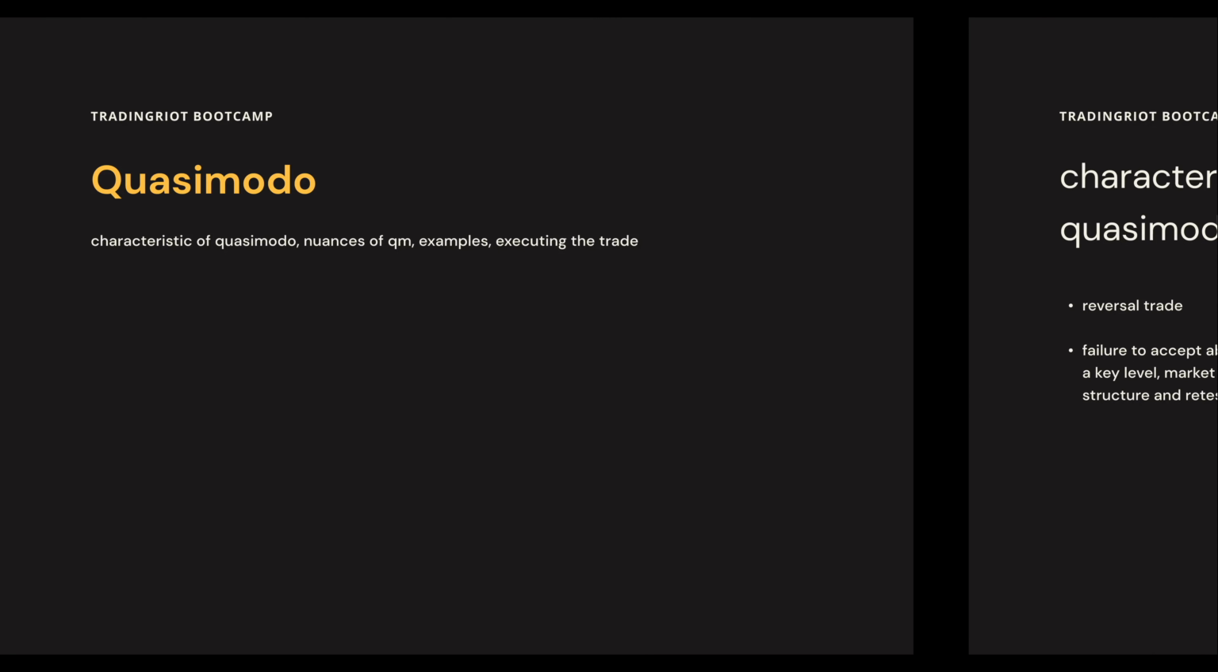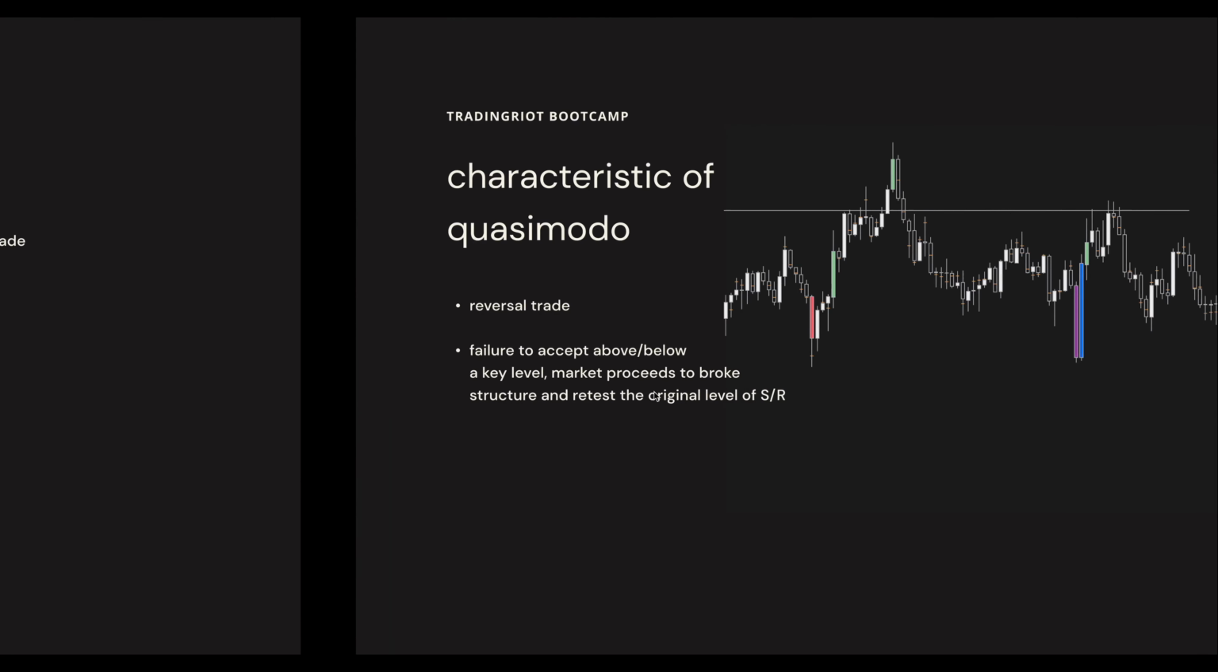The question model, which is also called the over and under, or QM for short, is the last execution pattern that we are going to take you through. It's a reversal trade for most cases.